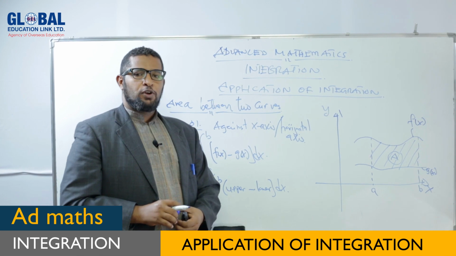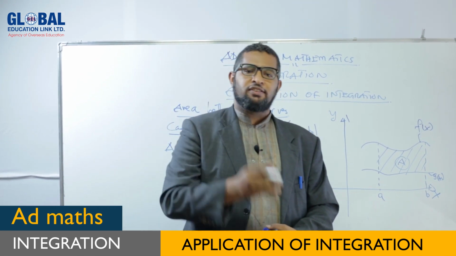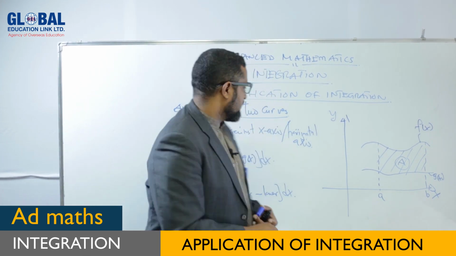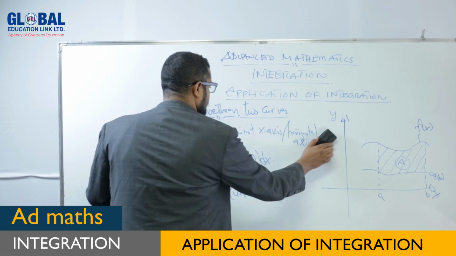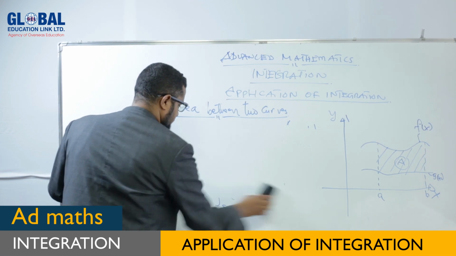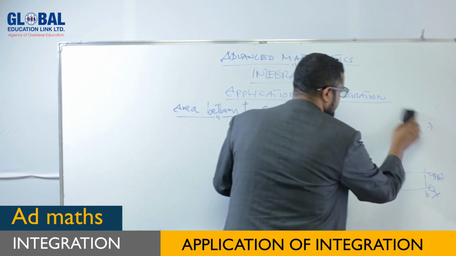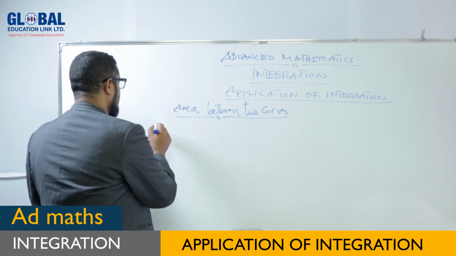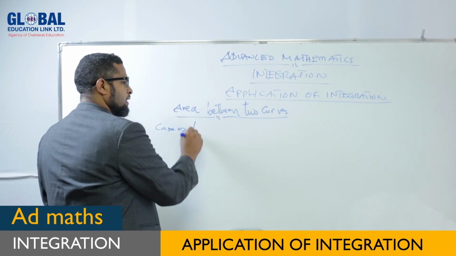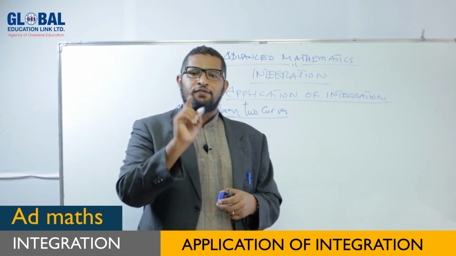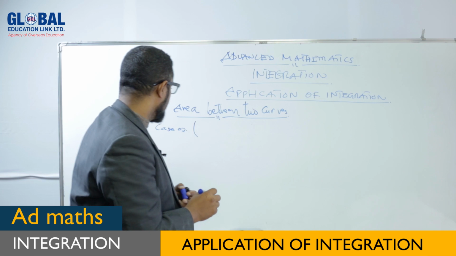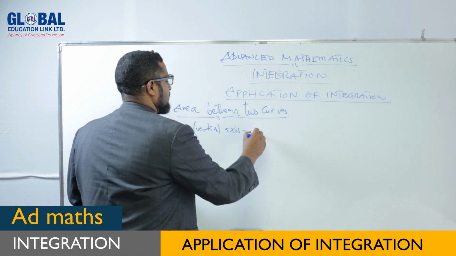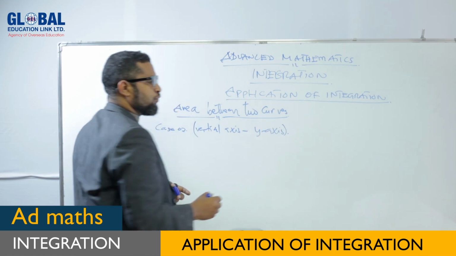Now let's see the second case. What if we are given curves that are drawn against the vertical axis? How is the formula going to look? So let's take again, this is our second case. The second case is when the curves are drawn against the vertical axis, or we call it the y-axis, which is the y-axis in the xy plane.